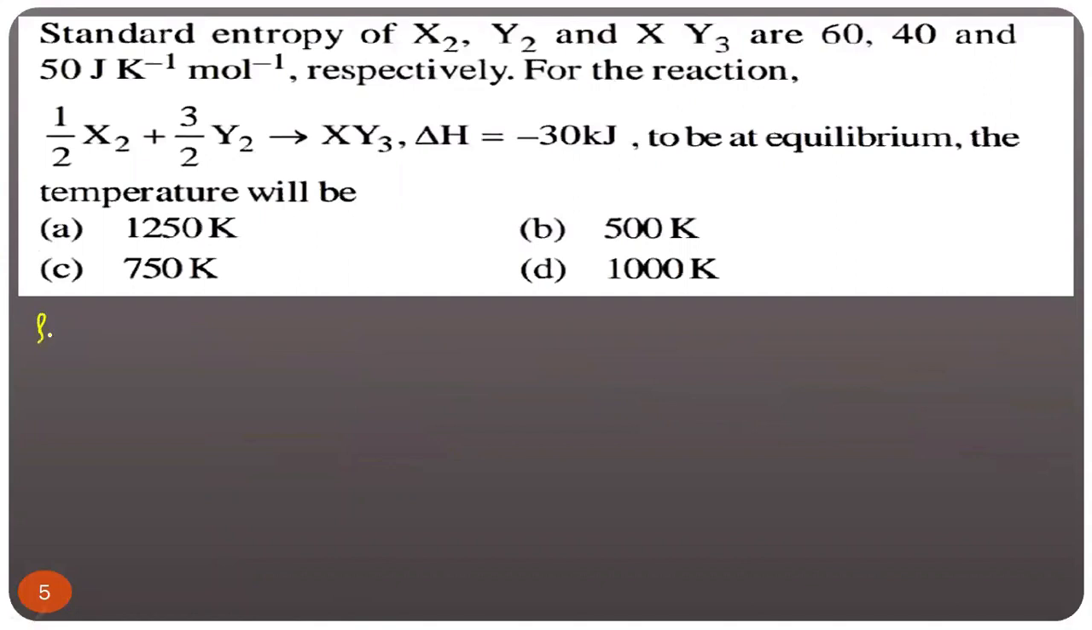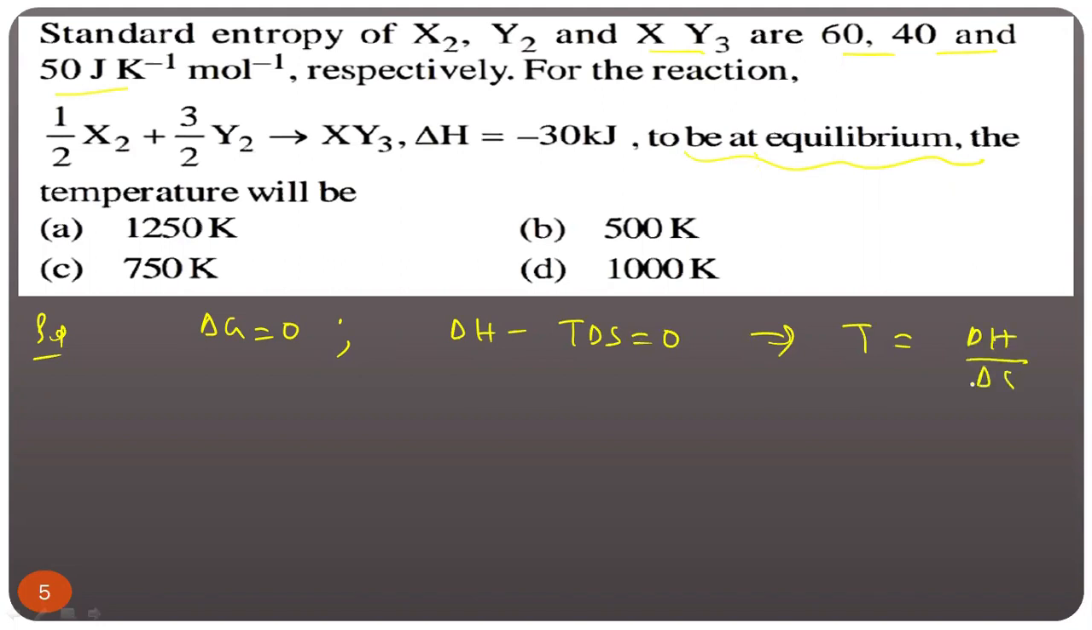This question again, standard entropy given for X2, Y2 and XY3: 60, 40 and 50. For the reaction, they are asking the temperature at equilibrium. We know if the reaction is at equilibrium, delta G is equal to 0. That means to say delta H minus T delta S is equal to 0, means T is equal to delta H upon delta S. Clear? We have given delta H value minus 30 kilojoule. So we need to find delta S. It is very simple. The equation is given.